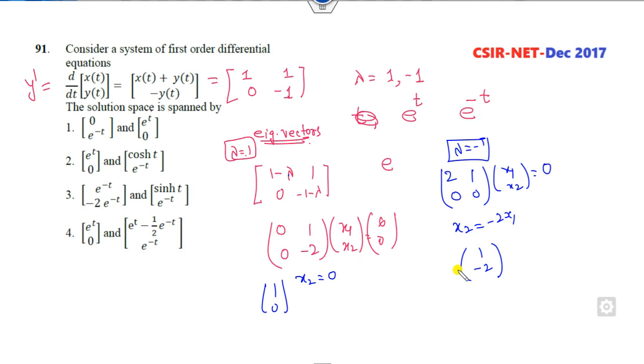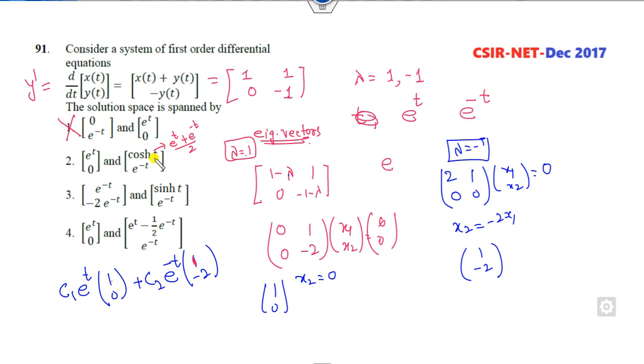Fine. So what is the final answer of this problem? How can you write the solution? The solution is c1 e raised to power t times the eigenvector 1, 0, plus c2 e raised to power minus t times the eigenvector 1, minus 2. Now you can check your answers. This part can never be 0, so the first part cancels out. E raised to power t, e raised to power minus t over 2.